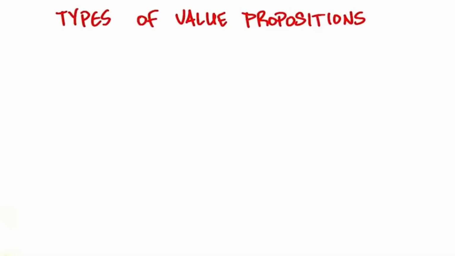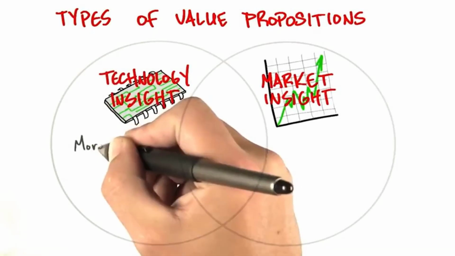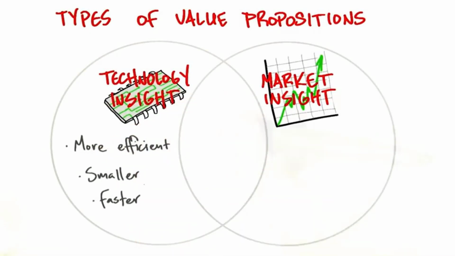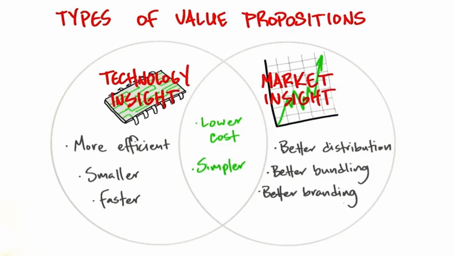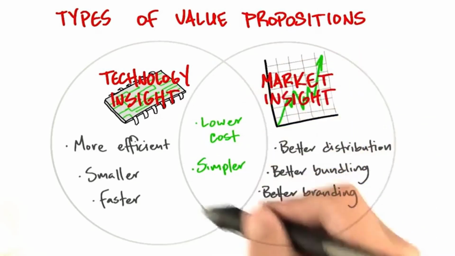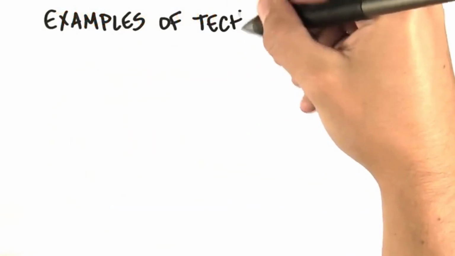So there's another way to look at this, types of value propositions, kind of as a Venn diagram. What comes from technical insights are making things more efficient or smaller or faster, and sometimes lower cost and simpler. What comes from market insights are better distribution and bundling and branding. But sometimes what you have is this sweet spot in the middle that actually is a combination of technical and market insights that makes for a killer value proposition. So let's take a look at some examples of technical insights.